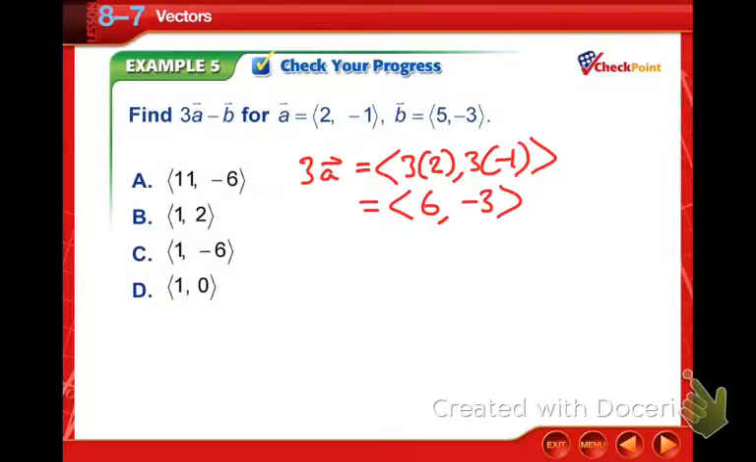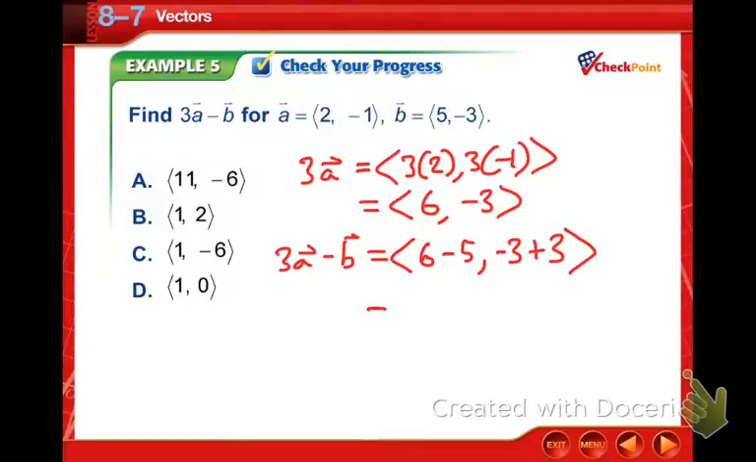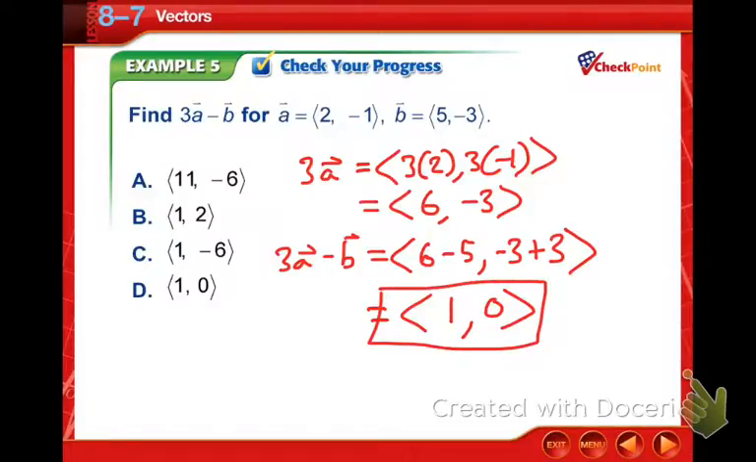And then we're going to add that, or subtract the b vector, sorry. So 3a minus b is equal to 6 minus 5, and -3 minus a -3. So our answer comes out to be 6 minus 5 is 1, and -3 plus 3 is 0. So 0, or 1, 0 is our answer, and that is D.